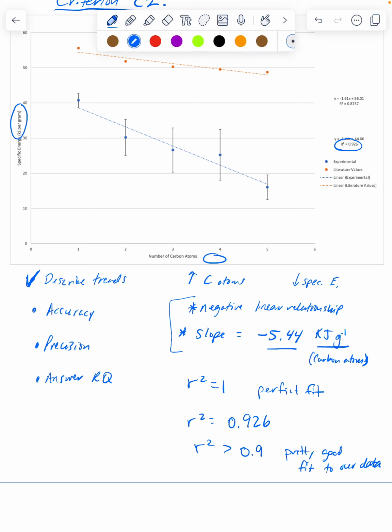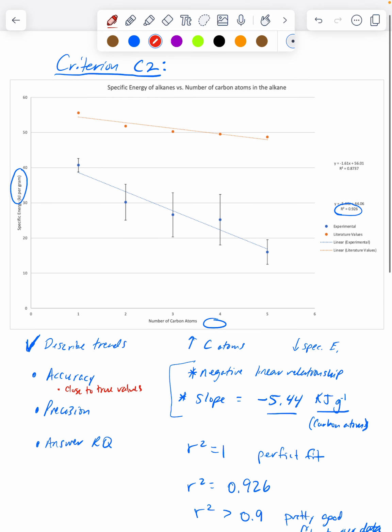Accuracy is a measure of how close something is to the true value. So in here, the true values are these values up here. These are the literature values. We can see that essentially the distance between the orange dots and the blue dots represents our inaccuracy, how far off we are from the true values.